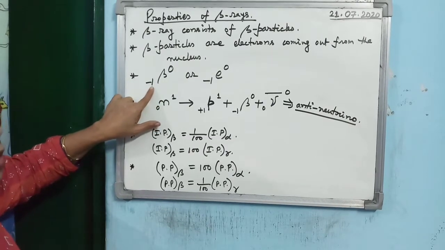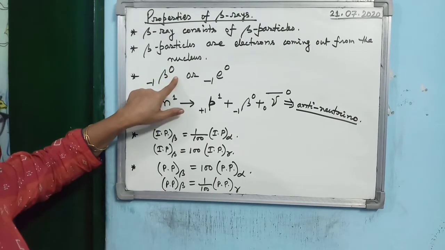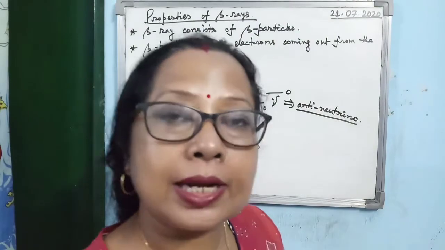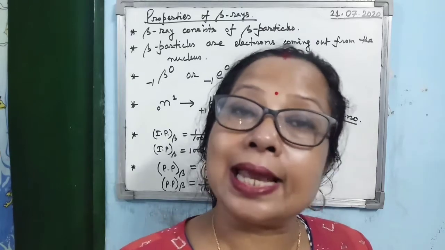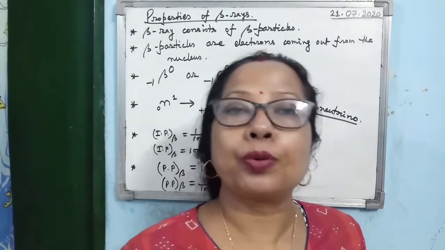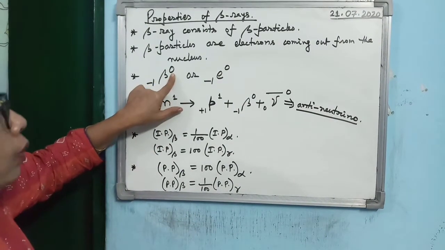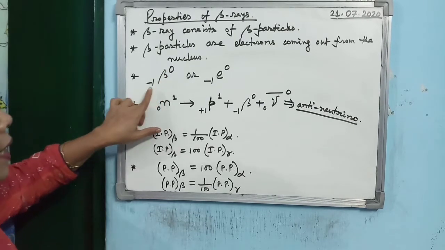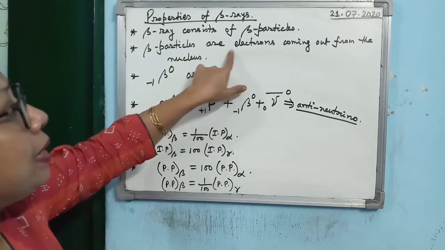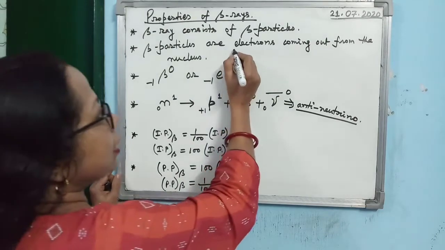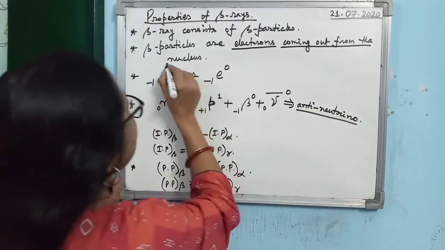Here we write -1 for the charge. And what is the mass of an electron? The mass of an electron is 1 upon 1836 of the mass of a hydrogen atom, so it is almost negligible in comparison to the mass of a proton. That's why we write the mass number as 0. So the symbol for a beta particle is either -1 beta 0 or -1 e 0, because beta particles are nothing but electrons. But remember that if you just write electrons, that is incomplete; they are electrons coming out from the nucleus.